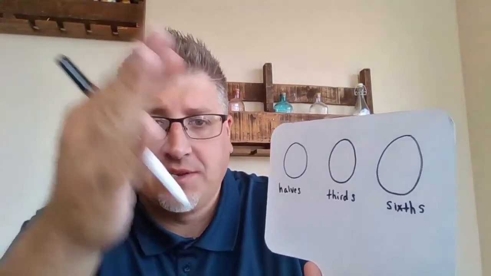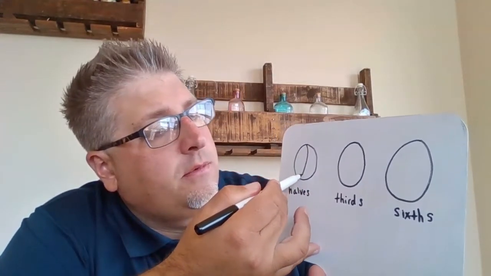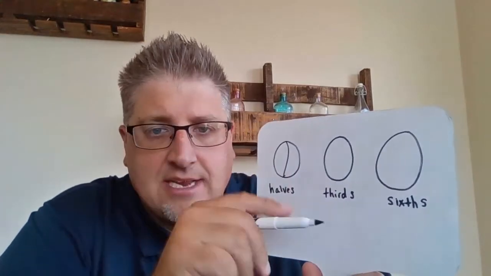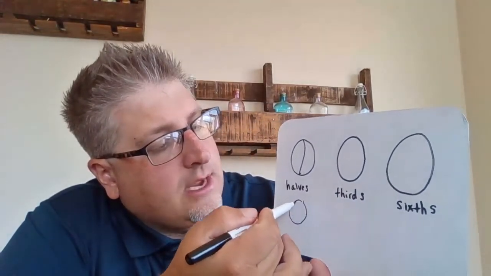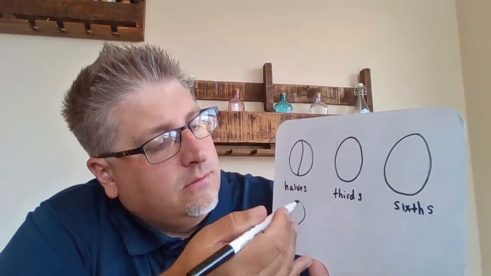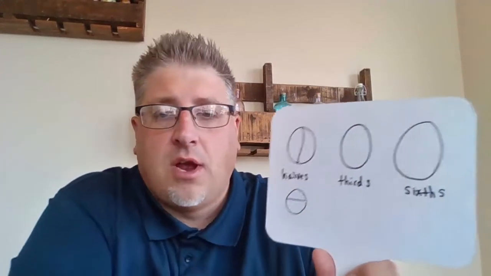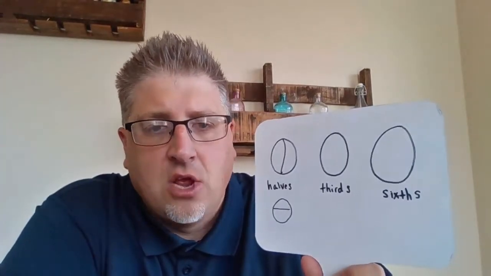So halves is easy, okay? Halves, we're going to split it in half. We're just going to come right down that middle and cut that in half, okay? Slice down the middle. If I wanted to, I could also split across there, and that would represent half. So just cutting things into 2 pieces for halves.